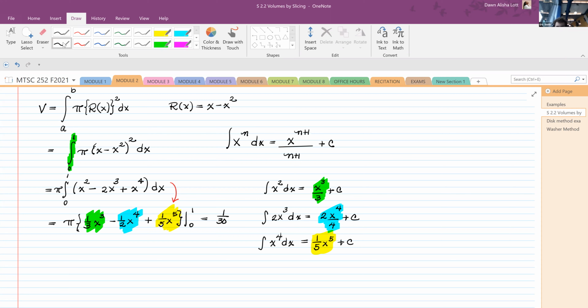One quick other thing. Based on looking at this, 1/5 x to the 5th is the same thing as x to the 5 over 5. Yes, it is. Because x to the 5 over 5 is basically, if I have 1 over 5 times x to the 5th, put the x to the 5th over 1. So you get x to the 5th over 5.